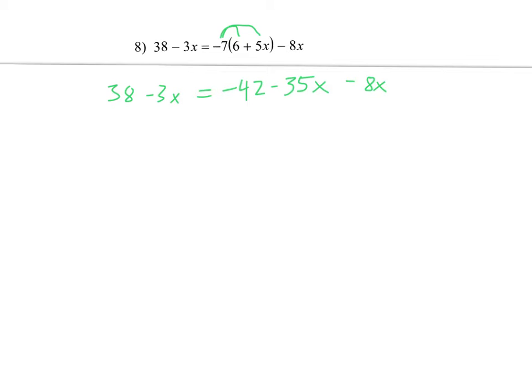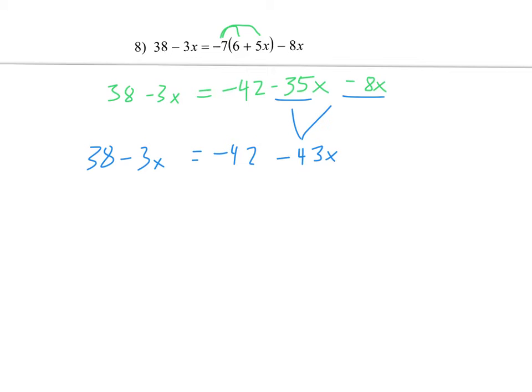Next thing I notice is that we have like terms on the same side. So anytime we have like terms on the same side, so both things that have an x in them or just two things that have numbers in them, I want to combine those. So I'm going to do negative 35 minus 8. They're going to add together to make a bigger negative number. So that'll be negative 43x. And then this negative 42 is still going to be there. And then we have 38 minus 3x on this side.